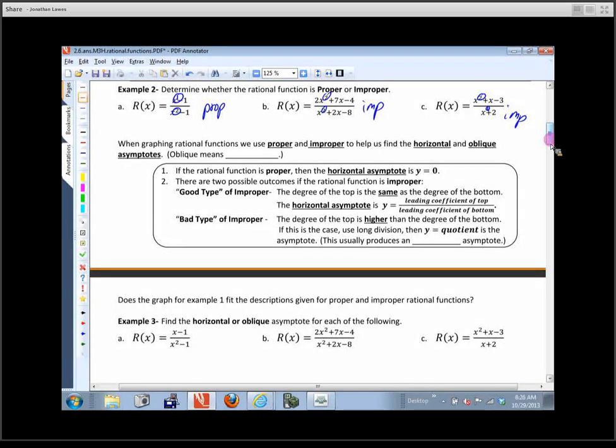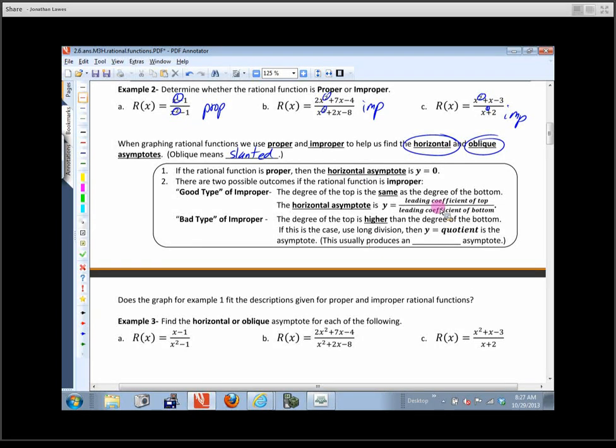Well, here's why we talk about proper and improper with rational functions. Okay? We use them to help us figure out whether or not we've got a horizontal asymptote or what we call an oblique asymptote. An oblique asymptote can also be called a slanted asymptote. So the word oblique means slanted. Okay? Kind of on an angle. So you only need to write one thing down in this little box right here. I'll tell you what it is in just a second, so you can just listen to the explanation.